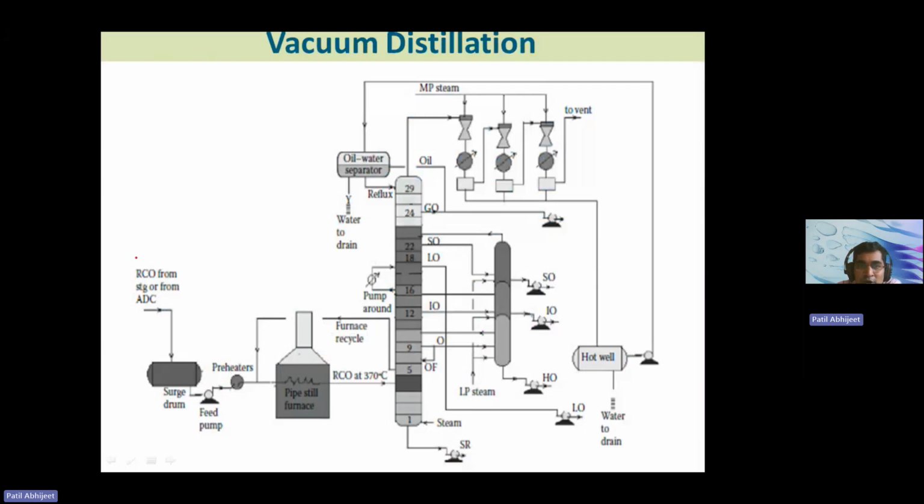Remember, the product may come from the desalting unit or from the atmospheric distillation unit. As I told, in atmospheric distillation, if some of the products remain untreated at the bottom, then these are charged to the vacuum distillation for further treatment. After passing through the preheaters, they enter the pipe still heaters, where they are heated to a temperature ranging from 350 degrees Celsius to near about 370 degrees Celsius.